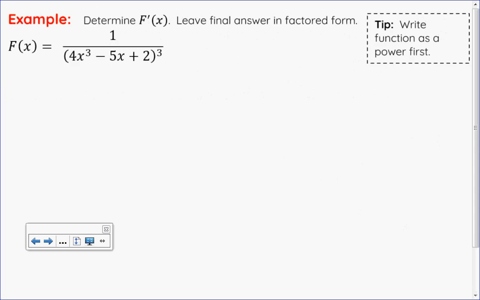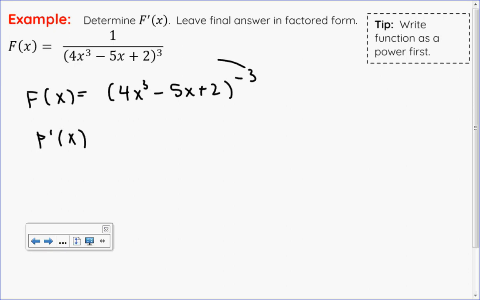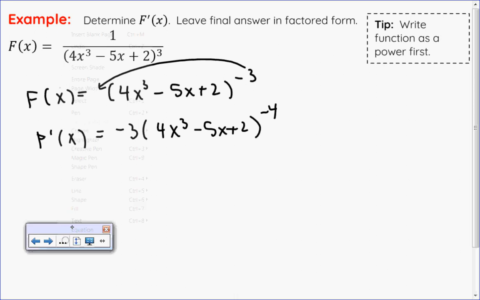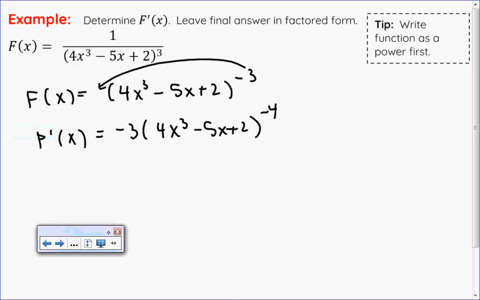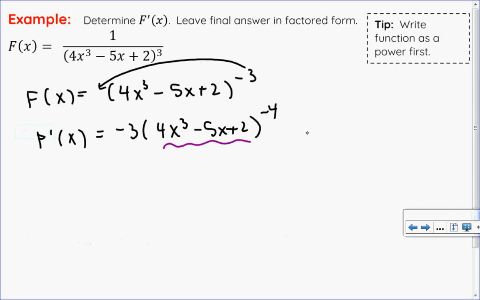Let's try another one here. So this is a reciprocal function. The first thing I'm going to do is write this as 4x cubed minus 5x plus 2 to the negative 3. So I'm writing it as a power. So to take the derivative, I'm going to bring the negative 3 down, keep the inside the same, decrease my power by 1. Then I'm going to multiply by the derivative of the inside. So the derivative of the inside here is 12x squared minus 5.